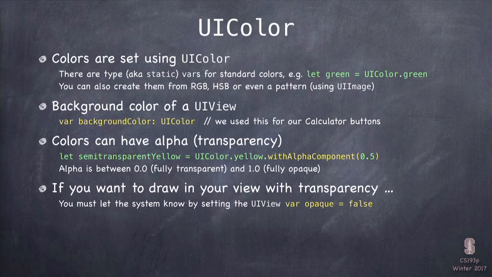Turns out drawing with transparency, as you might imagine, takes a little bit of CPU power to figure out which pixels show through and all that. So by default, it assumes you're drawing fully opaque. So if you want to draw with transparency, don't forget to set opaque here to false.